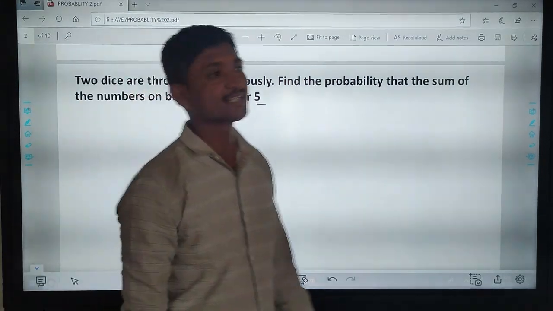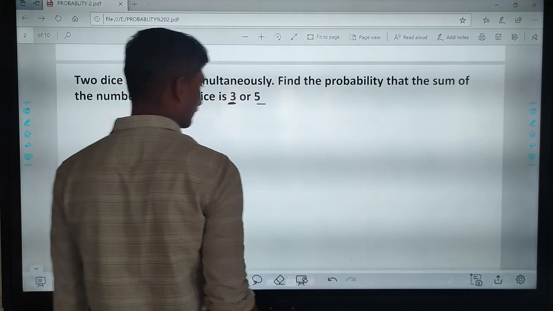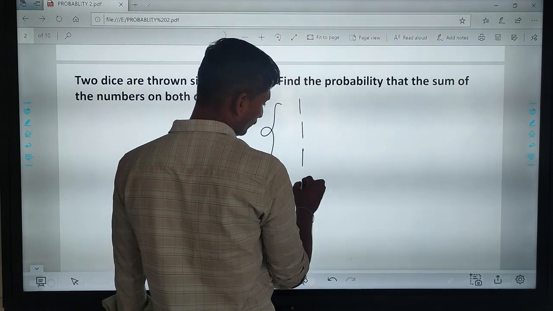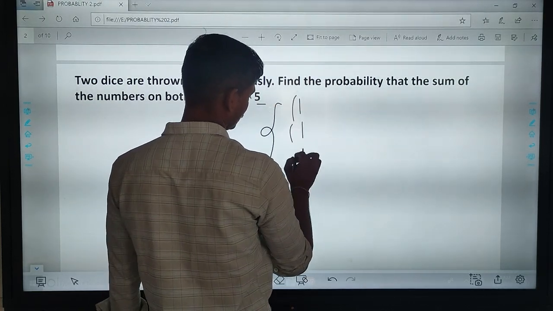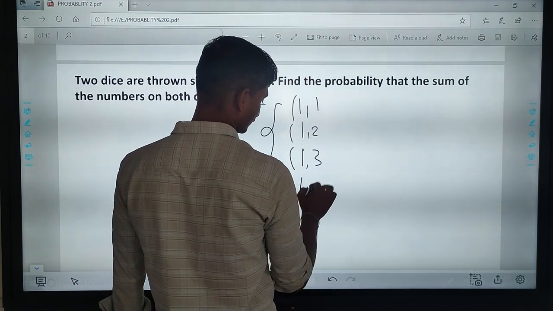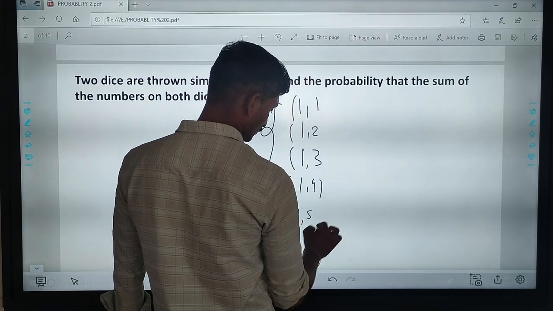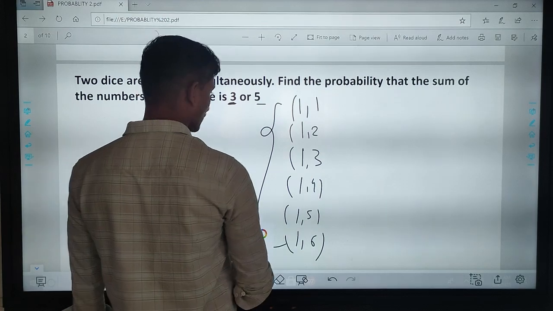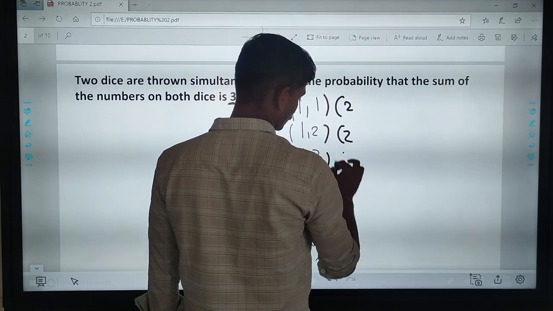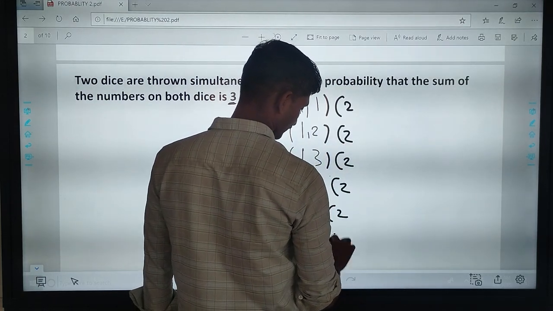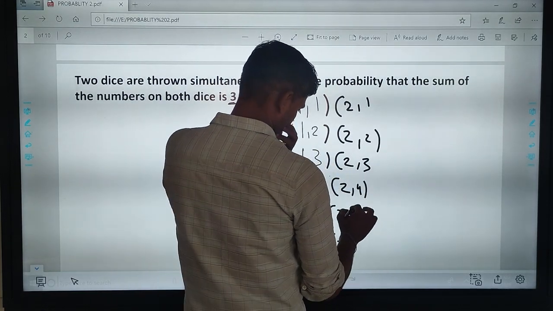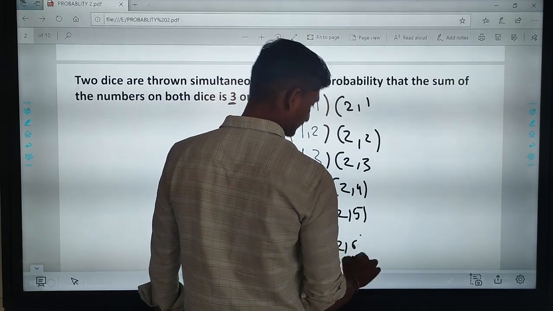Now here firstly we find the sample space. We write the sample space here. Firstly write 1,1, 1,2, 1,3, 1,4, 1,5, 1,6. Now then we write 2: 2,1, 2,2, 2,3, 2,4, 2,5, 2,6.